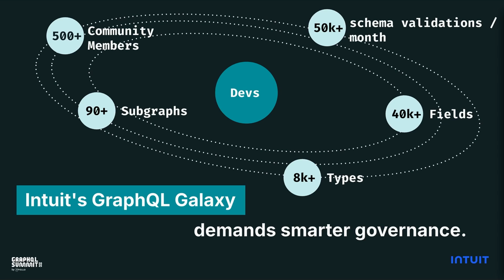Orbiting them, we have 90-plus subgraphs in production, creating a system of tens of thousands of fields and types that we have at Intuit. And a key metric here is actually the 50,000 schema validations done a month. So this is what our automation has led us to. Basically, it's able to capture 50,000 different schema quality reviews, all automated.